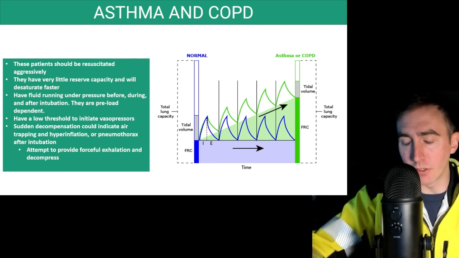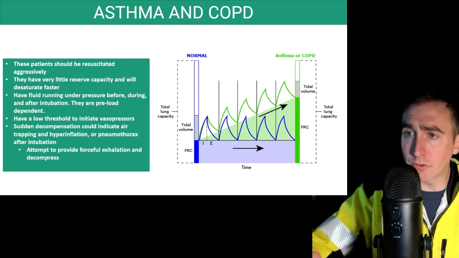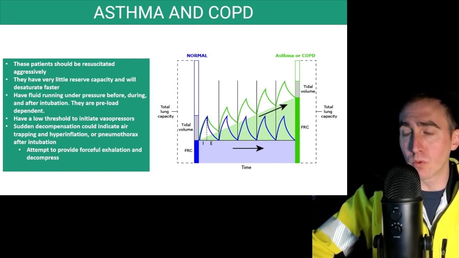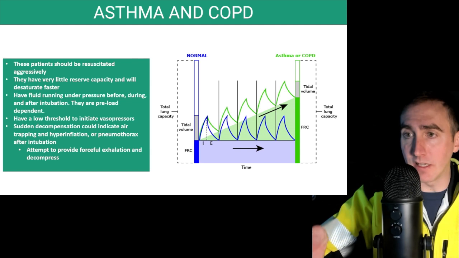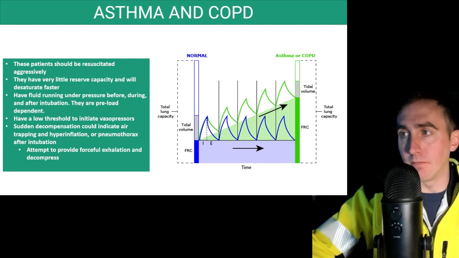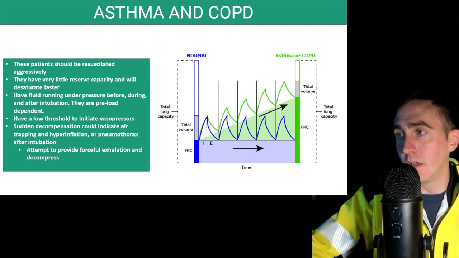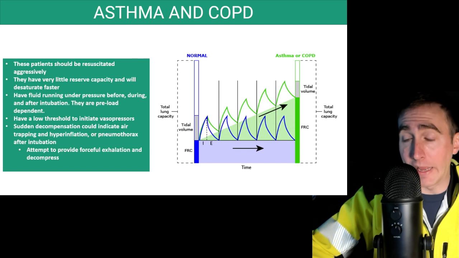You can still titrate your roller clamp, but we want the pressure on, pumped up, ready to go, and we need the ability to open up that roller clamp and give fluid under pressure when needed. We want a low threshold to initiate vasopressors again. Epi is a bronchodilator. It has bronchodilatory properties, so it would be helpful in these patients.